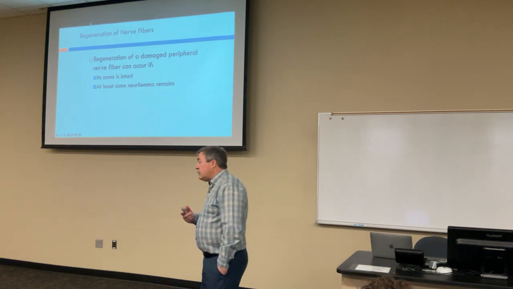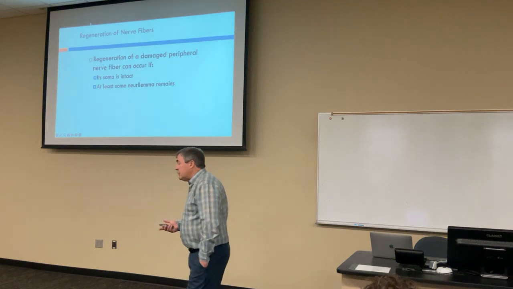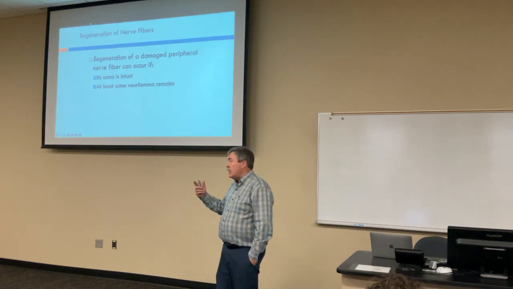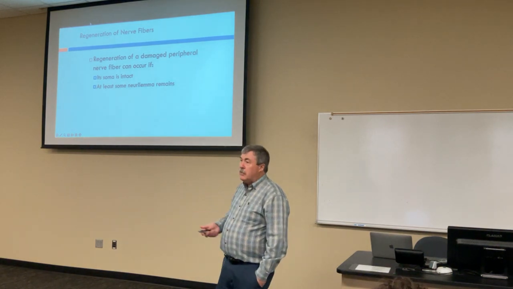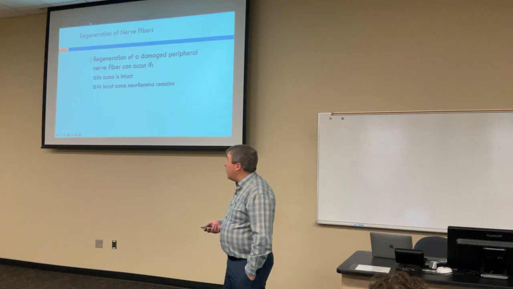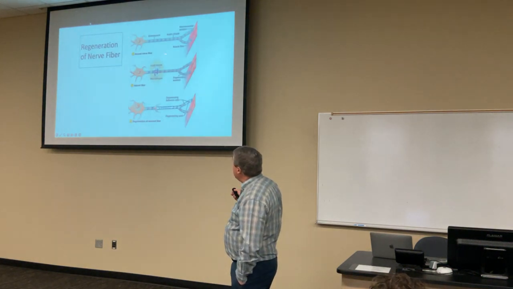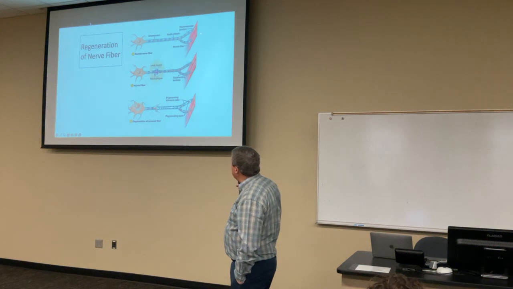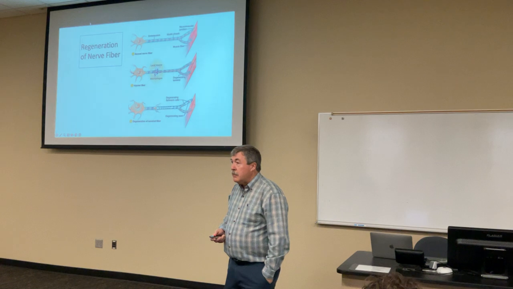If the soma is damaged, or if the axon is damaged so much that there's really not much of the myelin sheath left, then a neuron's not going to be able to repair itself. So this is a diagram right here of a healthy motor neuron.